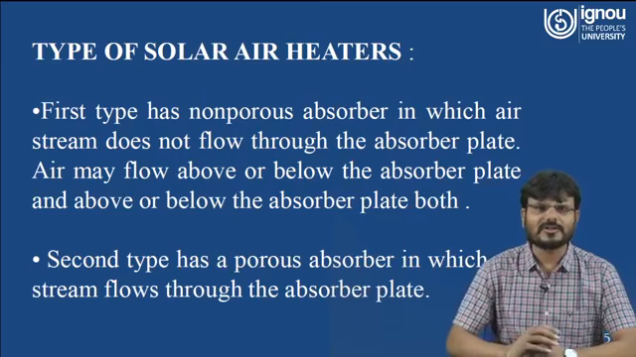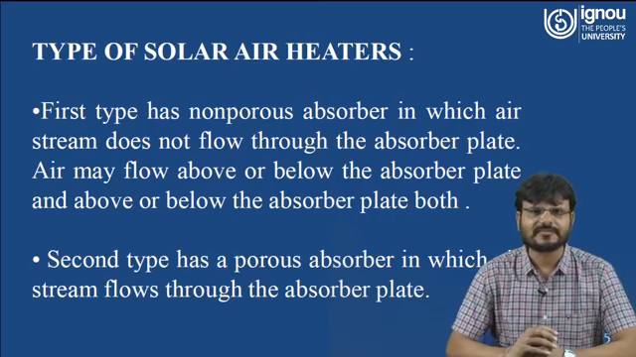Now we have to know the different types of solar air heater. The first type has a non-porous absorber, in which the air stream does not flow through the absorber plate. Air may flow above or below the absorber plate, or above and below the absorber plate both. The second type has a porous absorber, in which the air stream flows through the absorber plate.